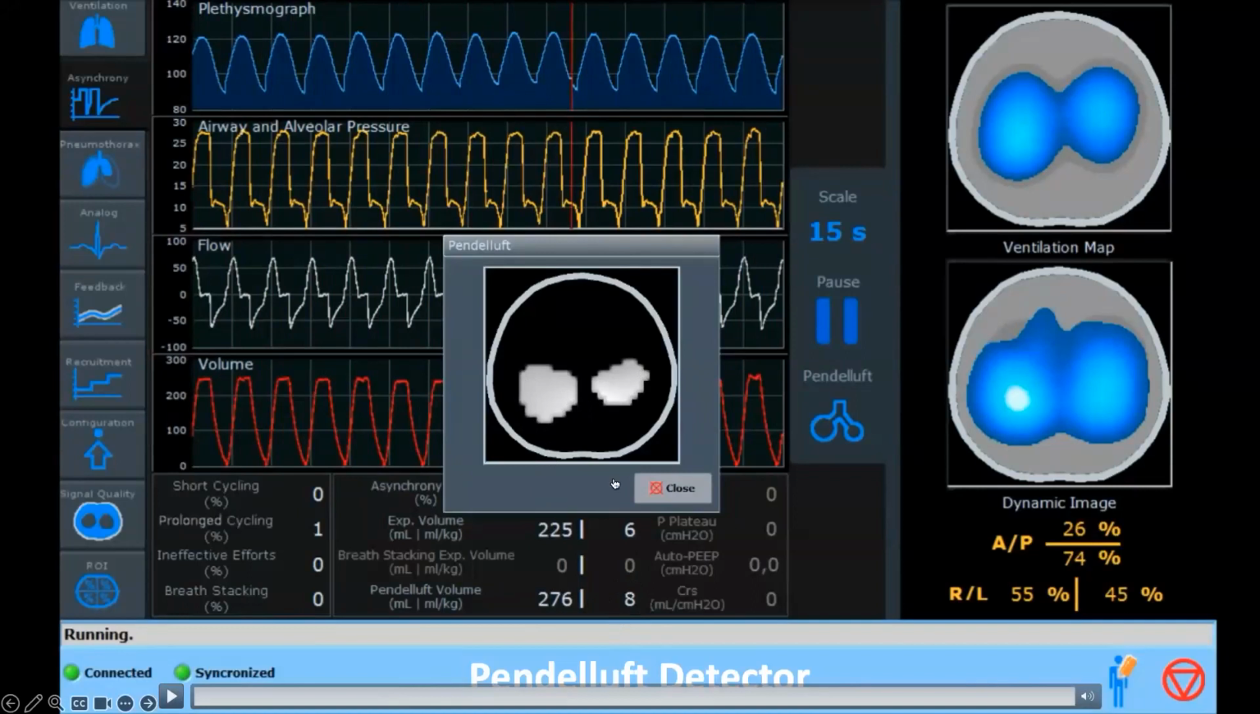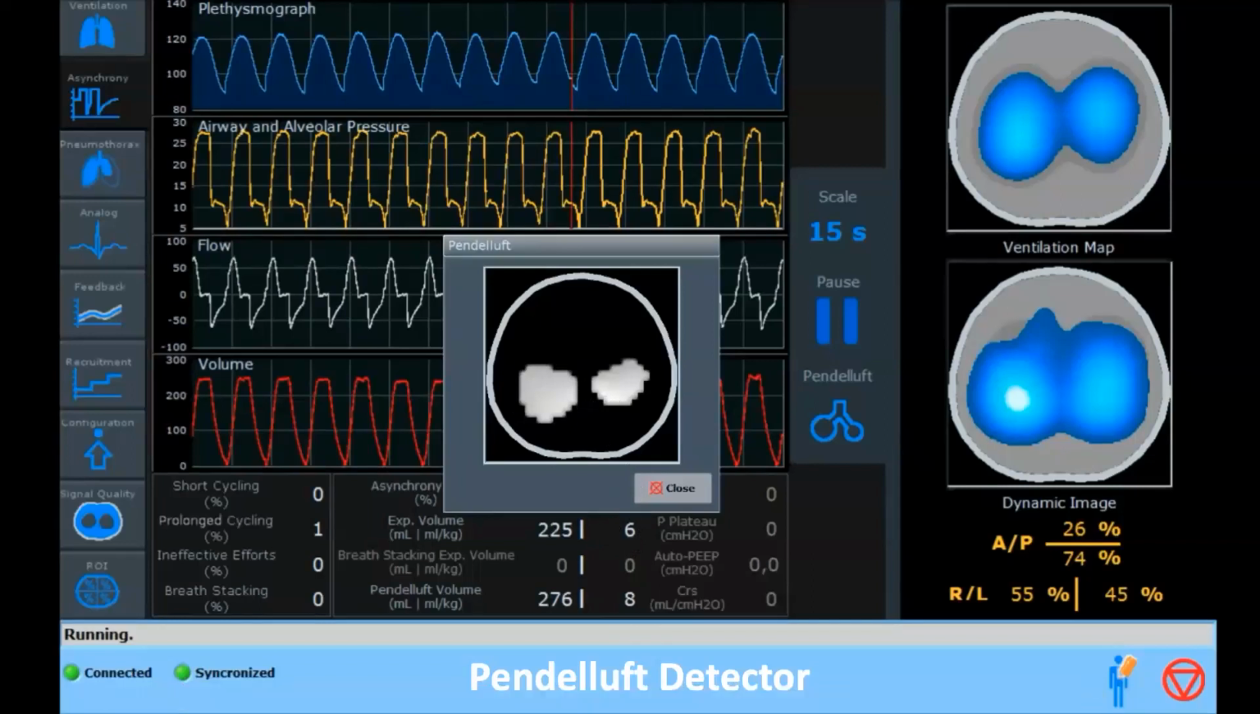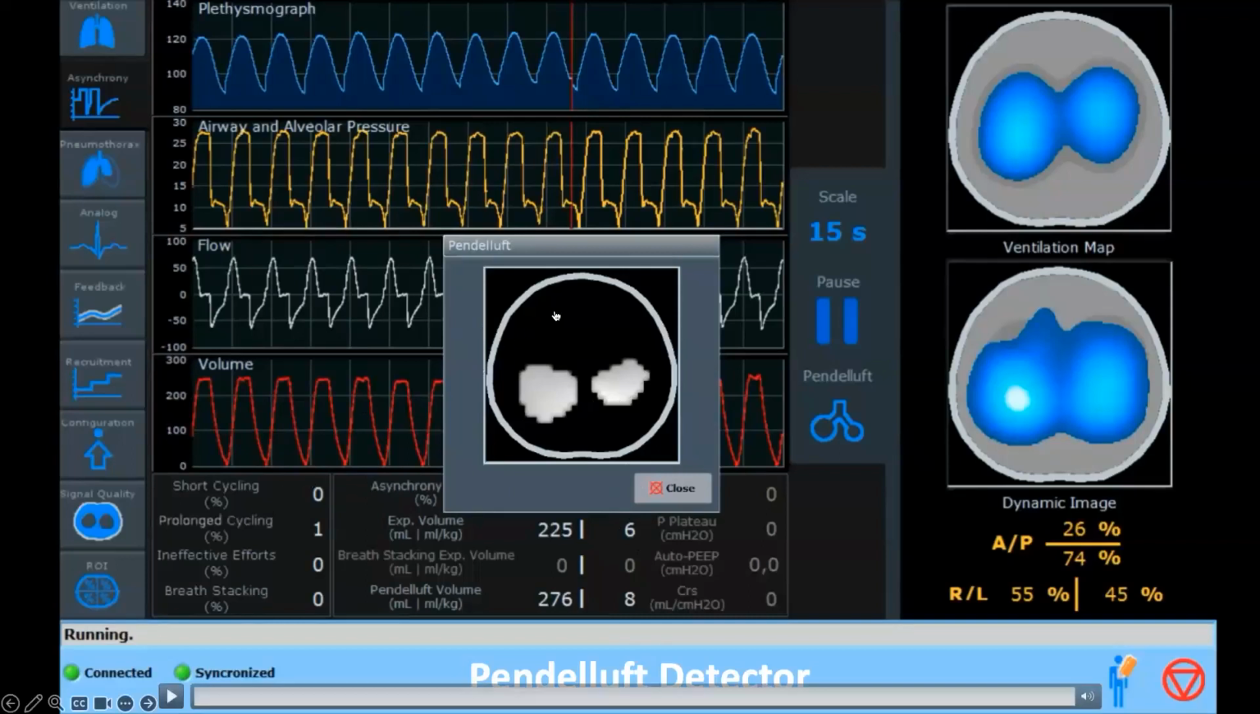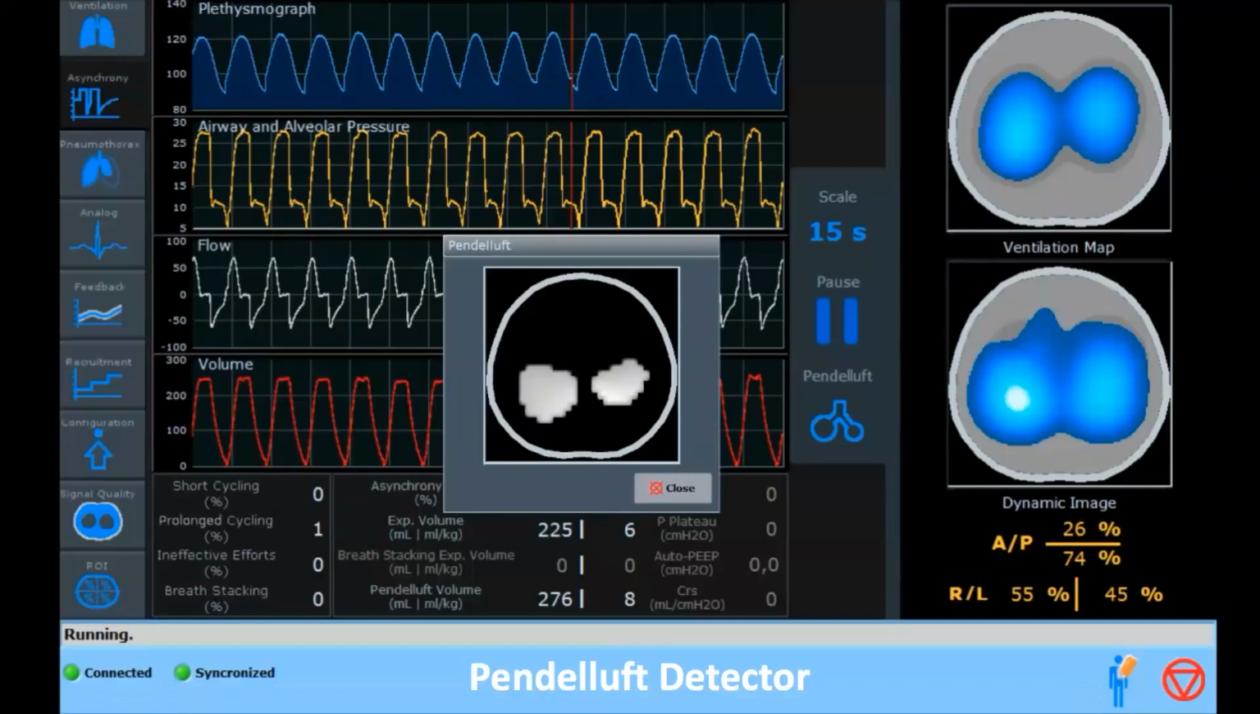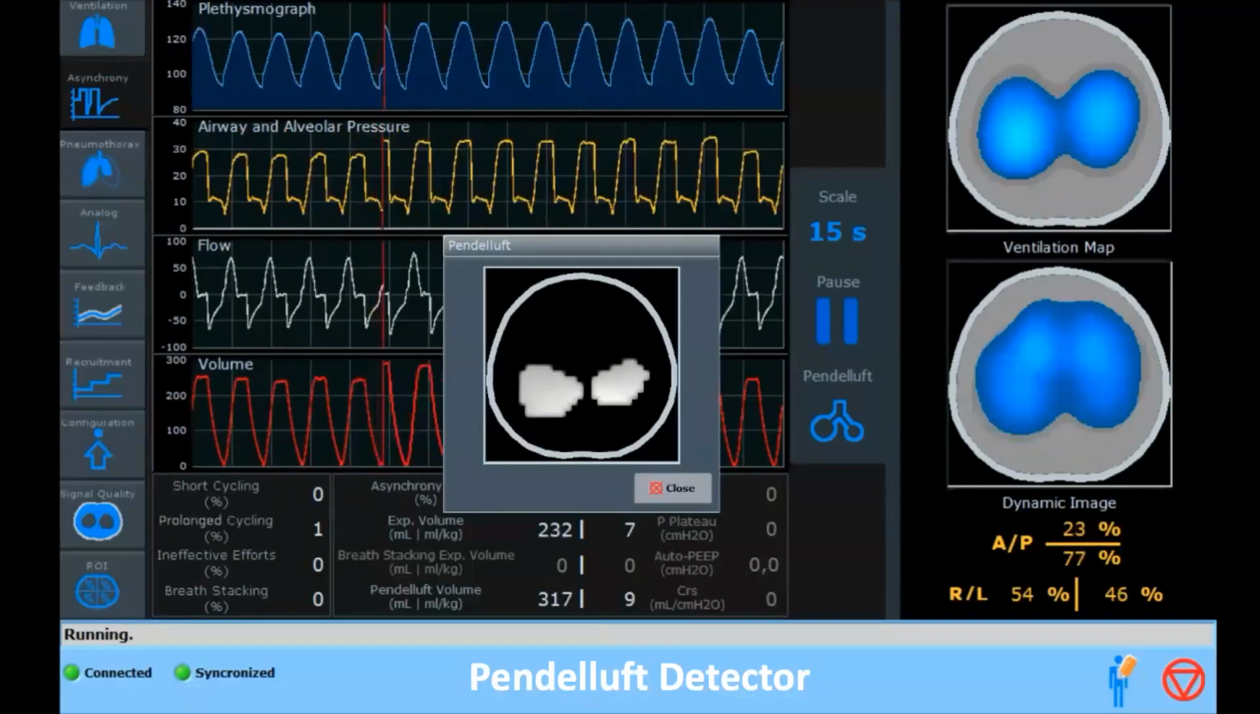And how can it be possible for this area to receive a tidal volume higher than the global tidal volume? Because this area with pendeluft is receiving most of the ventilator tidal volume plus the gas moving from the ventral part to the dorsal part. And that is the proof that pendeluft may induce overstretch in the dorsal part of the lung.